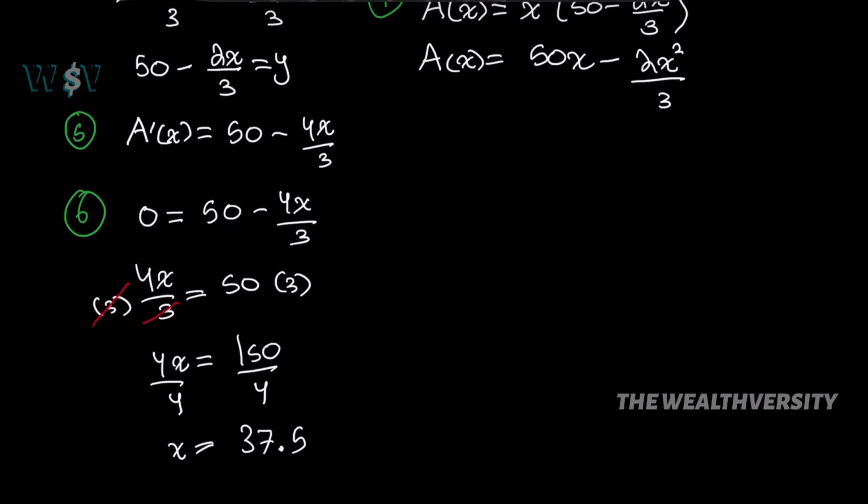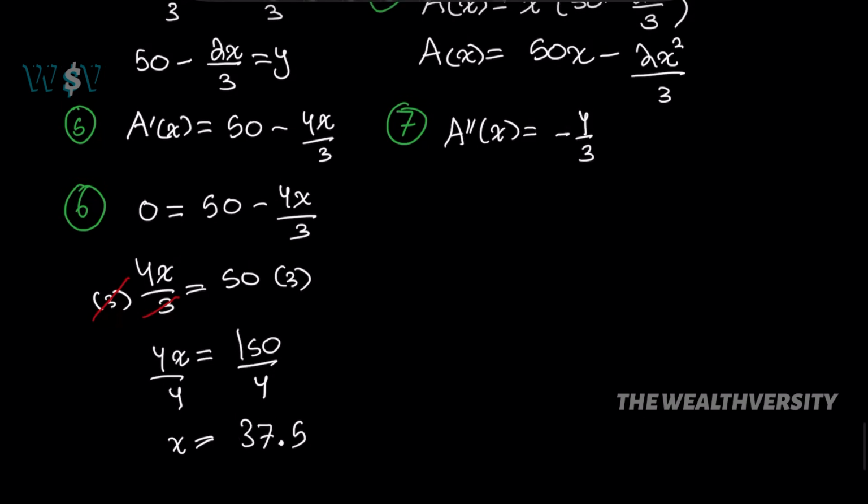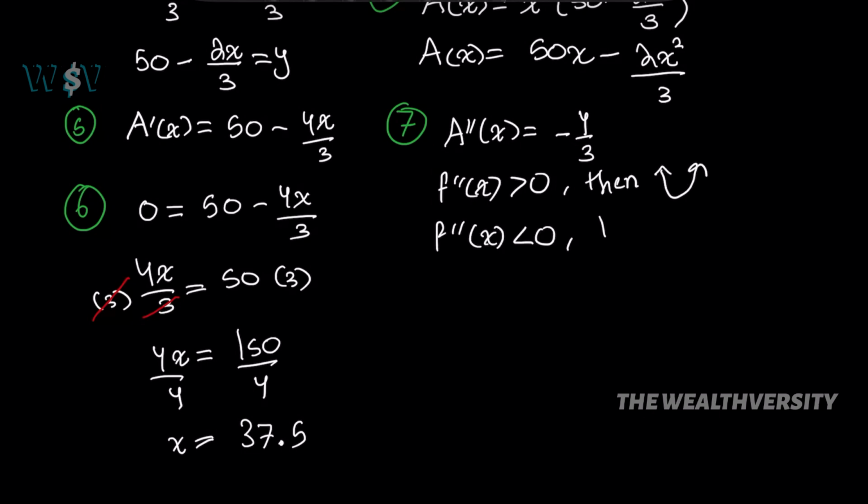Now before we find the other dimension, we have to double-check using the second derivative test that our work is actually correct and that we actually achieve a maximum. To do so, we find the second derivative, which is a constant of negative 4 over 3. Now if the second derivative test results in a positive solution, then we have a minimum because the function will be concave up. If it results in a negative solution, then we will have a maximum because the function will be concave down. So our second derivative test was a success.